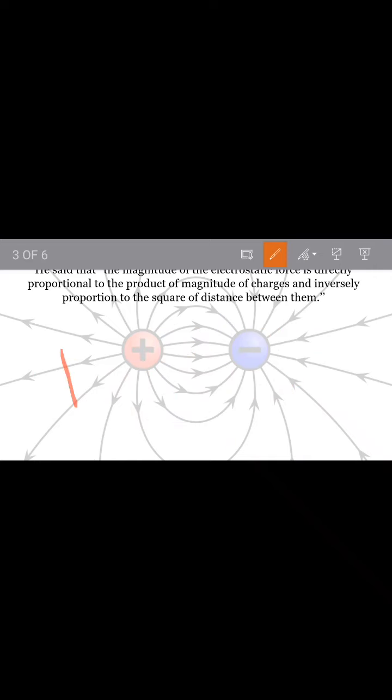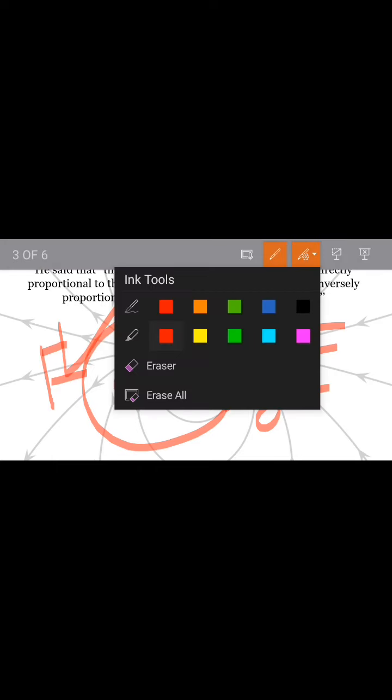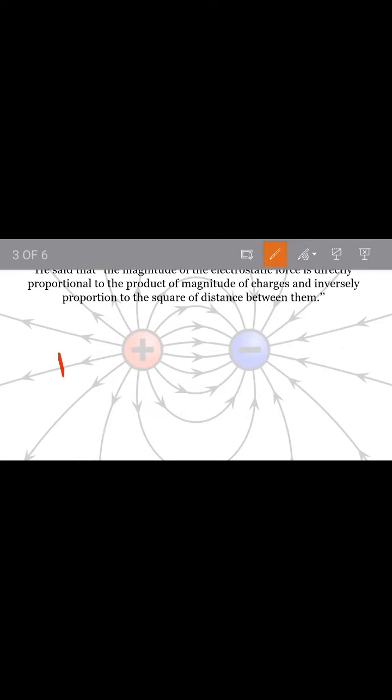And in the second part, he said that this force is inversely proportional to the square of the distance between these two charges. This is our second proportionality. Now, when we combine these two proportionalities, we get F is directly proportional to Q1 Q2 upon R square. Now, to remove this proportionality sign, we need a constant. This constant is called K. This is called Coulomb's constant.